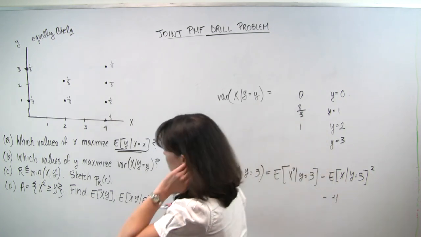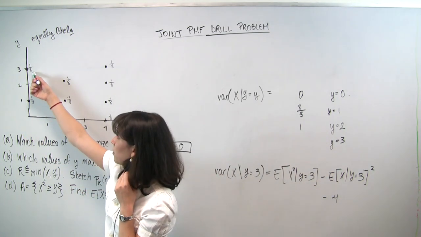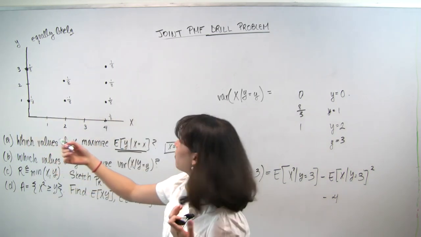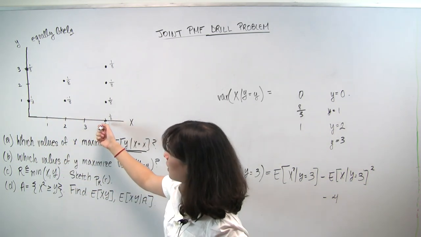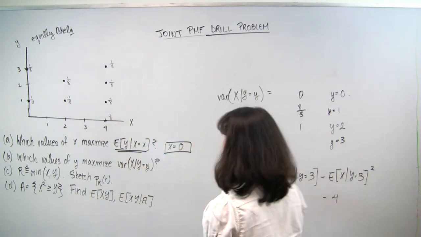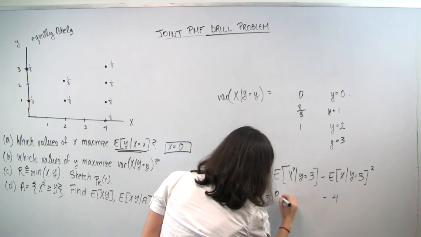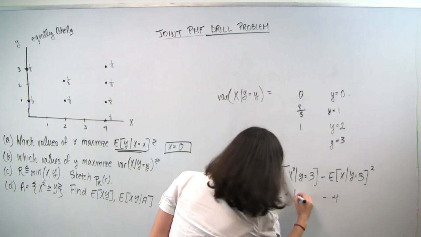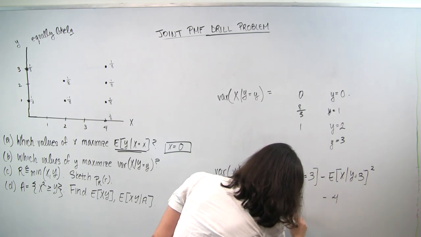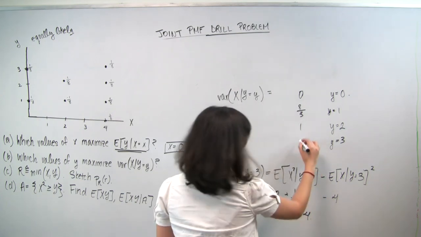And similarly, x squared can take on the value of 0 when x takes on the value of 0, and that happens with probability 1/2. Similarly, x squared can take on the value of 16 when x takes on the value of 4, and that happens with probability 1/2. So we just have 0 over 2 plus 16 over 2 minus 4, and this gives us 8 minus 4, which is simply 4.